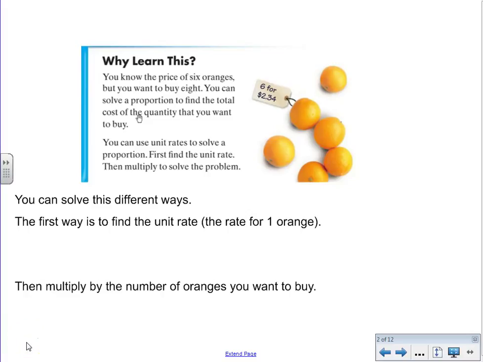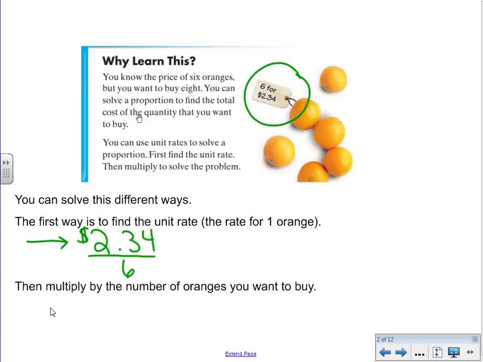Okay, so it's telling us the first way to solve this is to use unit rate. If we look at the picture, it costs $2.34 for 6 oranges. Let's find the unit rate first. Remember, money always goes on top. Okay, we can find unit rate two different ways.